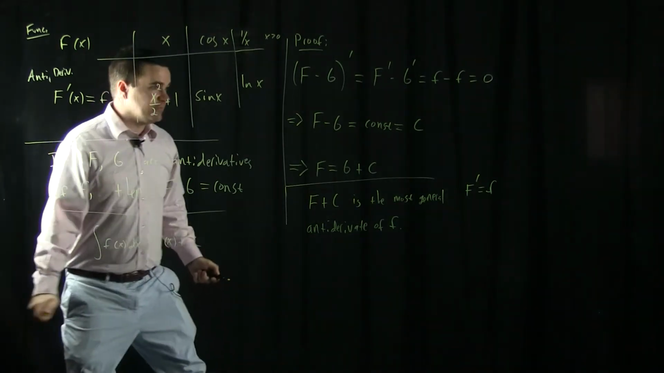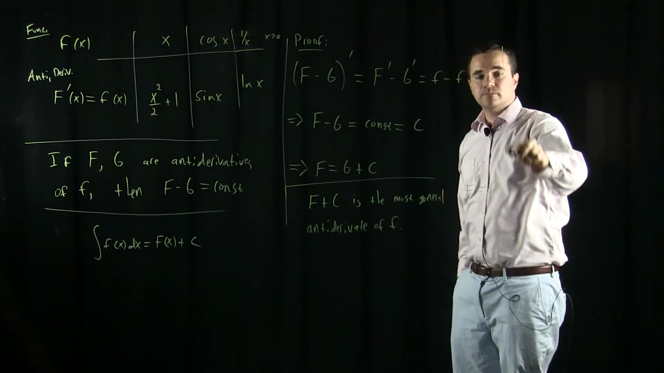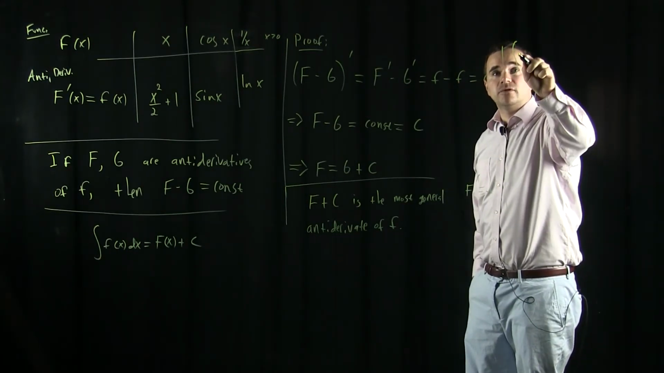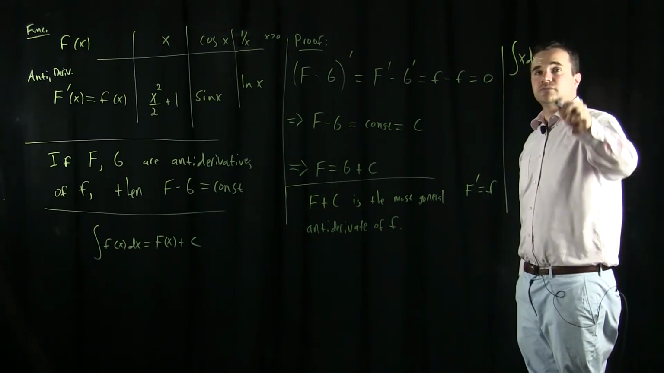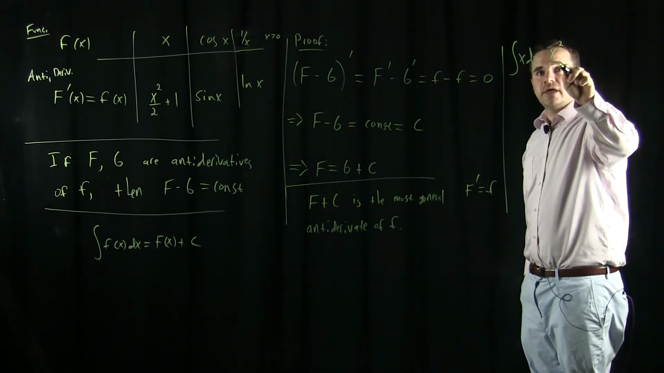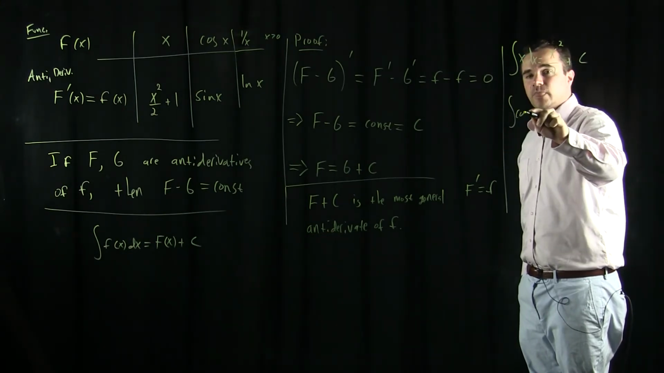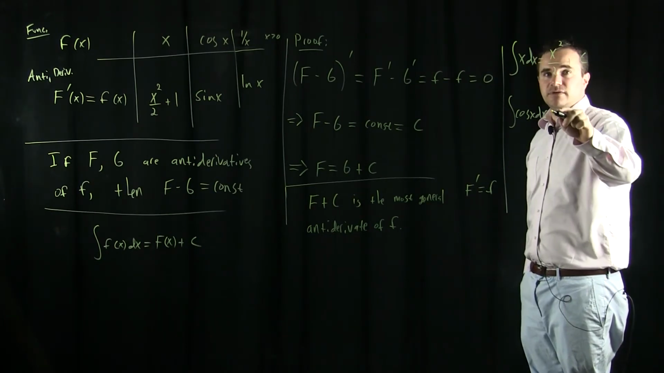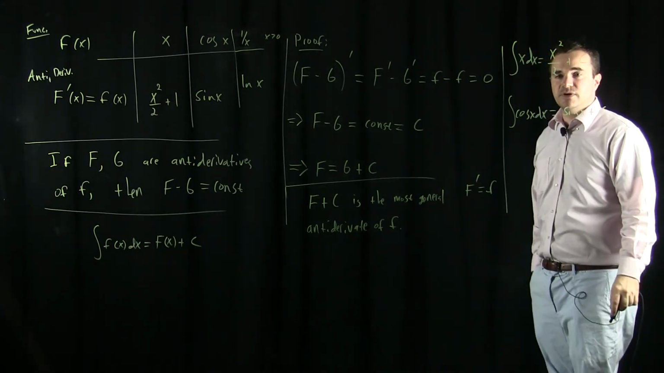For example, the way that you can rewrite some of these things on the chart is you could say the indefinite integral of x is equal to x squared over 2 plus c. The indefinite integral of cosine, that's the most general antiderivative, is equal to sine of x plus c, and so on and so forth.